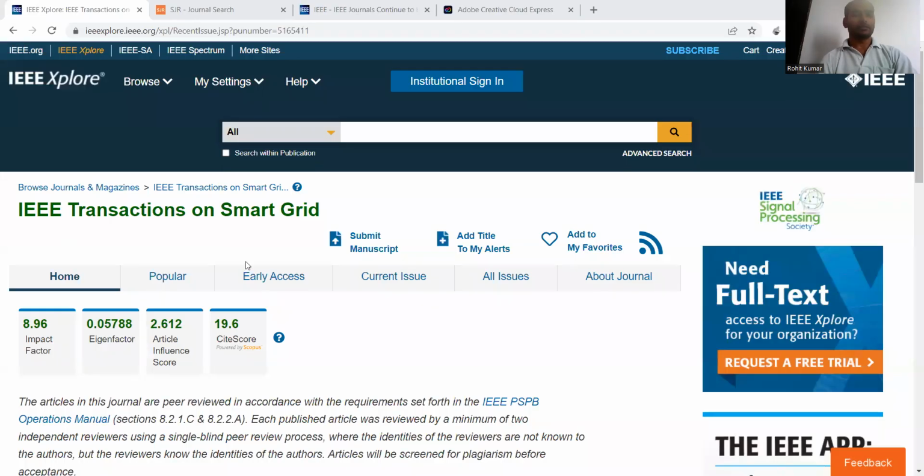And this particular journal deals with the specific issues of smart grid. So here is the name, IEEE Transactions on Smart Grid, and it is listed under the journal and magazines category of IEEE. So you can see that impact factor, eigenfactor, article influence score, and the cite scores are quite powerful, and that's why this journal is one of the top niche journals of IEEE.